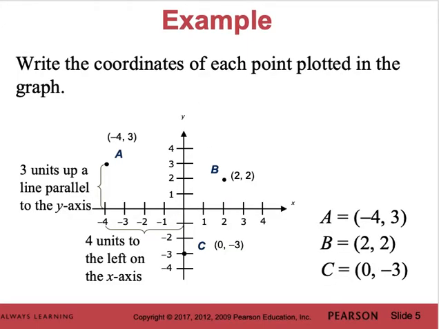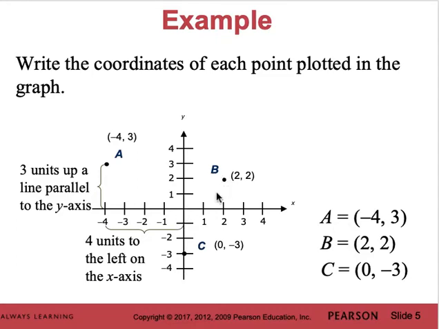Write the coordinates of each point plotted in the graph. So for given points on a graph, we are able to find those coordinates by first figuring out, am I going left or right? That's my x-axis. Is it positive or negative? And then the second number, how far up or down am I going?